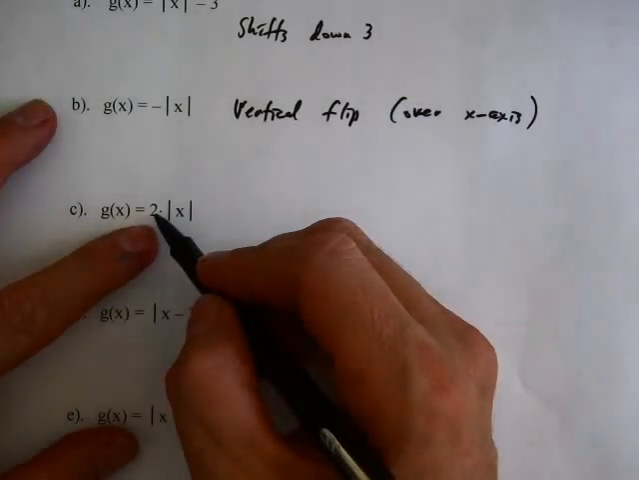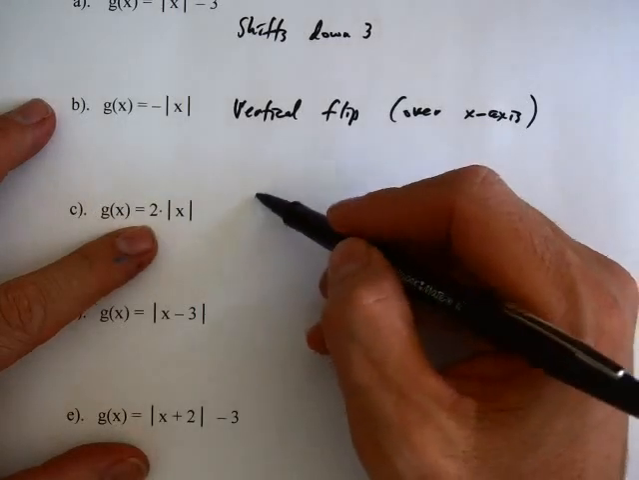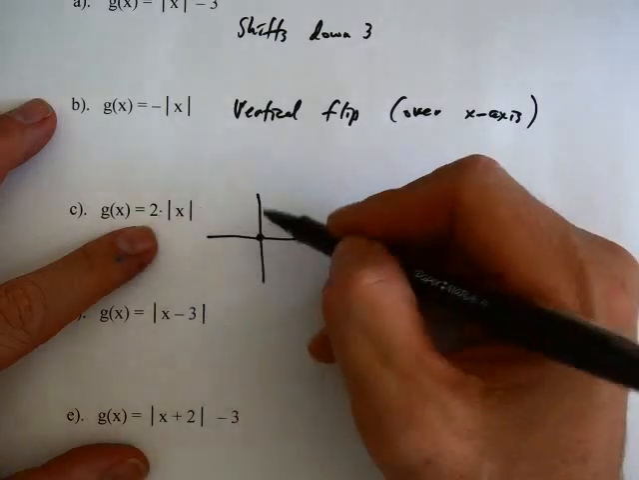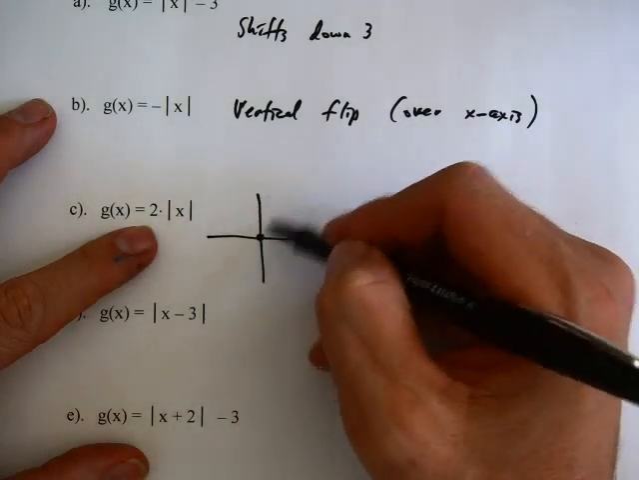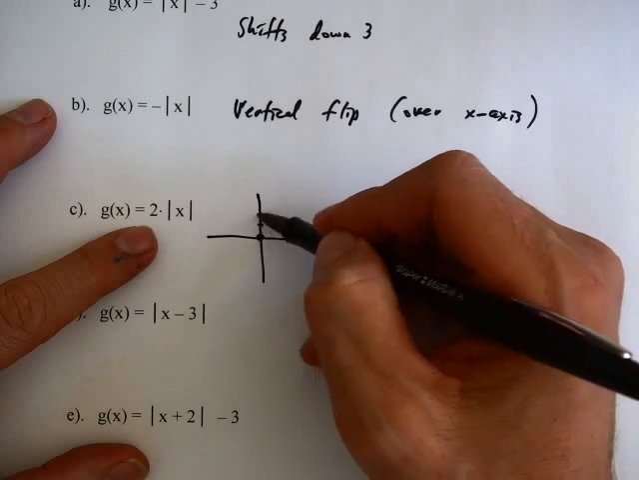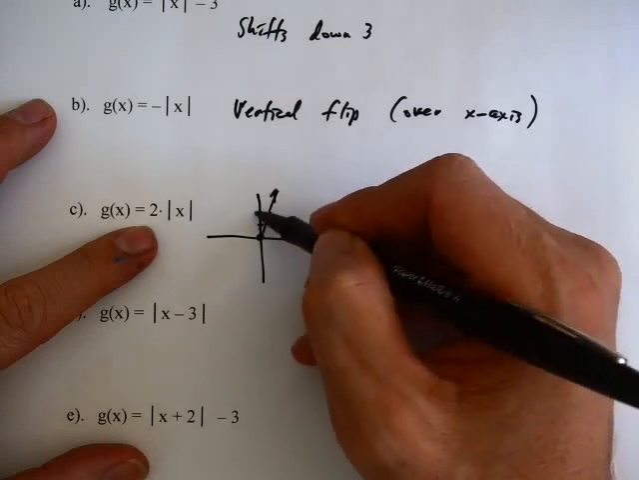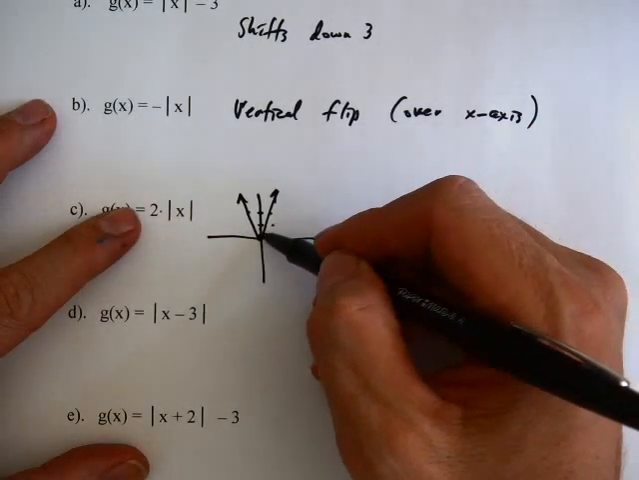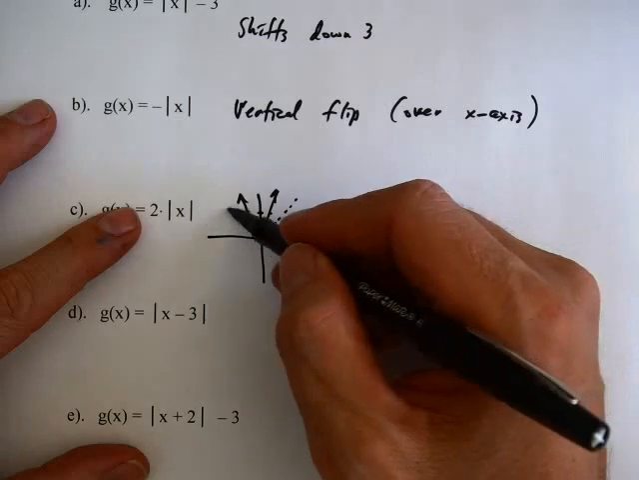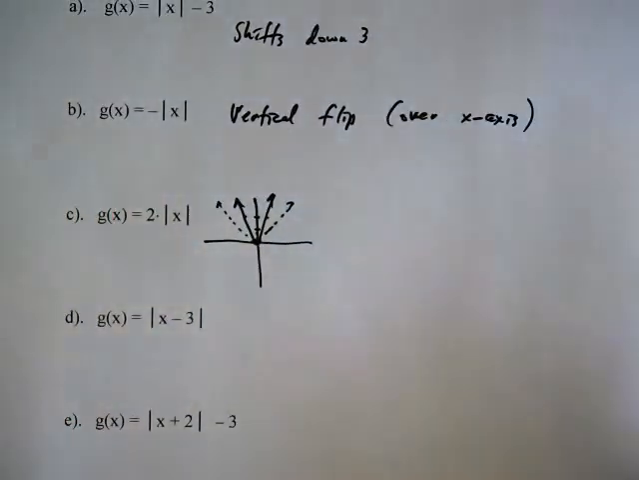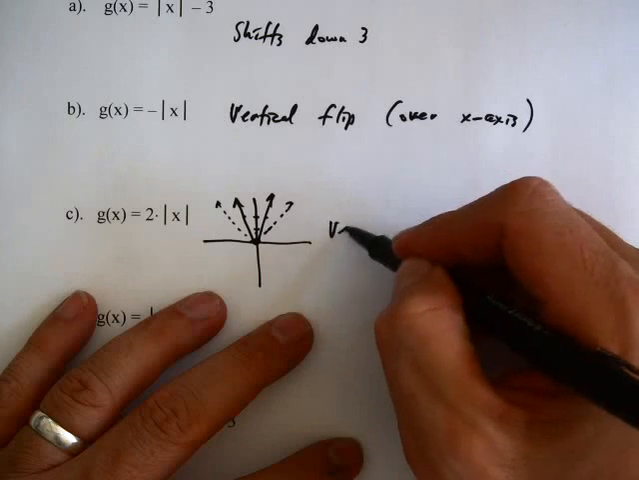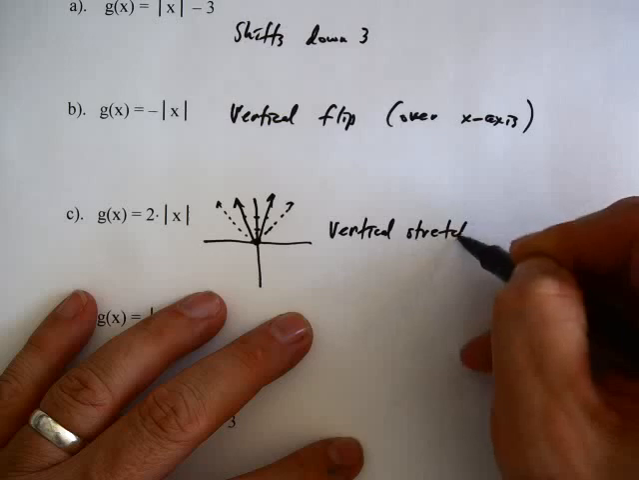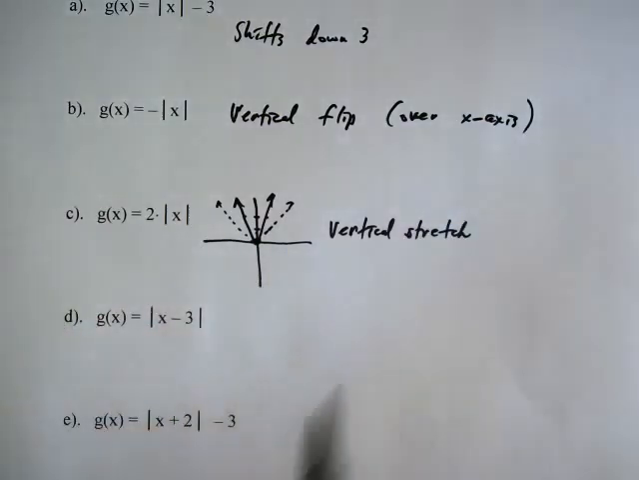Alright, what's a 2 do? Well, if I had to graph it, it doesn't move the starting place, the vertex, but now the slope of each arm of this V going out would be up 2 over 1. Up 2, back 1. Instead of being up 1 over 1 like this, it's going to be narrower. I believe the last time I saw this, it was called a vertical stretch. Vertical stretch, it makes it skinnier.